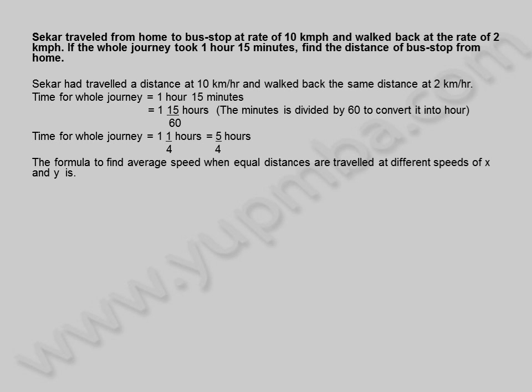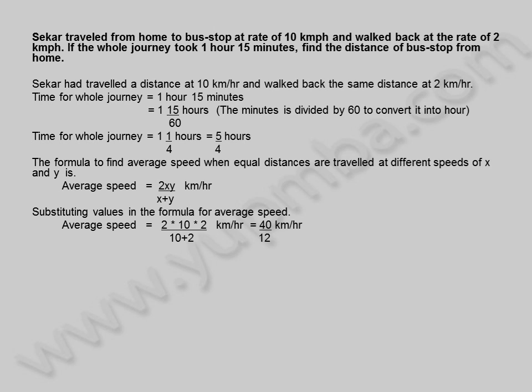The formula to find average speed when equal distances are traveled at different speeds of x and y is: average speed is equal to 2xy by x plus y kilometers per hour. Substituting values in the formula for average speed, average speed is equal to 2 into 10 into 2 by 10 plus 2 kilometers per hour, which is equal to 40 by 12 kilometers per hour.